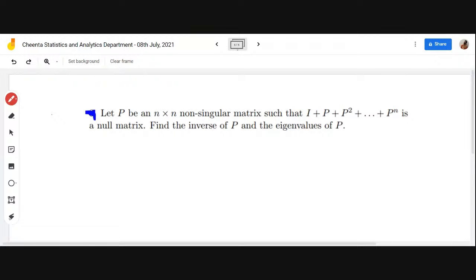Yeah, so seeing this equation, this weird stuff, 1 plus P plus P square, does anything come to your mind, guys? Seeing this 1 plus P square plus up to P to the power n, something comes to your mind? I'm sure something must be coming to your mind. Bolo?